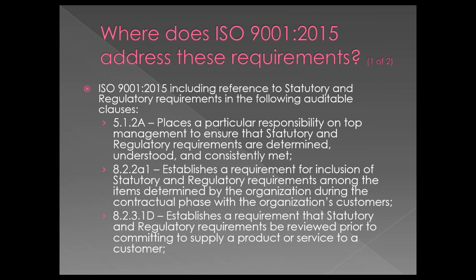Now, ISO 9001:2015 actually has a number of clauses that reference statutory and regulatory requirements. So let's go through this list. To begin with, in Section 5, there's a statement that the top management of an organization needs to ensure that statutory and regulatory requirements are determined, understood, and consistently met. So obviously that starts with the upper management of an organization.